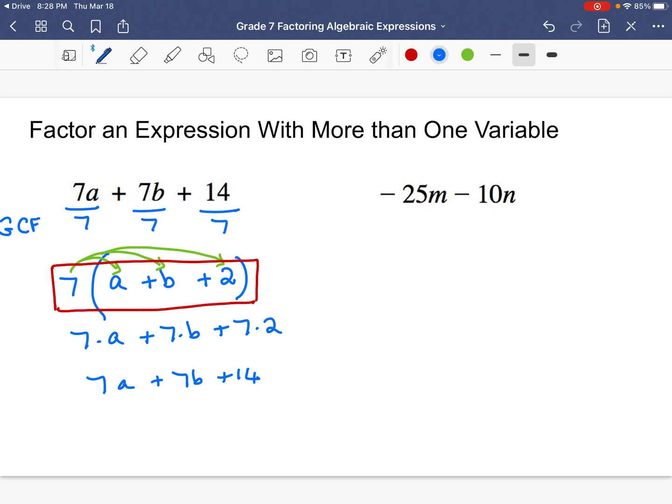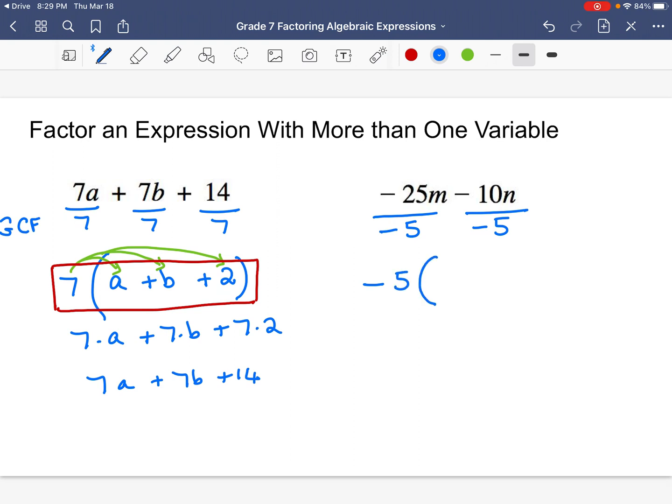And let's look at negative 25m and negative 10n. What's the greatest common factor of negative 25 and negative 10? It's negative 5. I can't divide 25 by 10 evenly, but negative 5. So negative 25 can be divided by negative 5, and negative 10 can be divided by negative 5. So I will have negative 5 outside the parentheses.